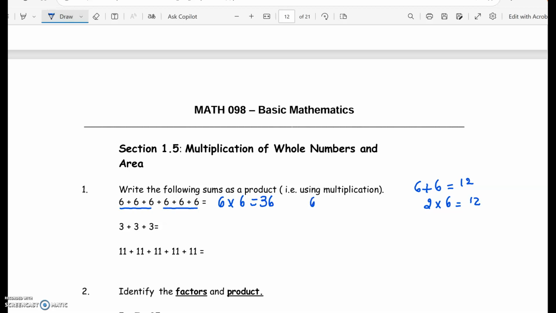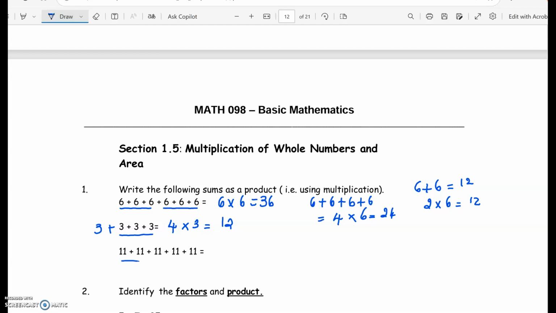Now what if it was 6 plus 6 plus 6 plus 6? Repeated addition of 6, 4 times, is 4 times 6, which is 24. Now, how many times are we adding 3s? Let's just add one more. So repeated addition of 3s, 4 times, is 4 times 3, which is 12. So that's the relationship between addition and multiplication.